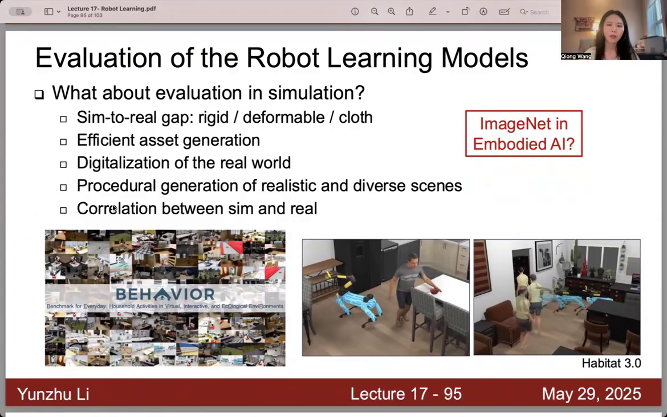And what about evaluating in simulation? Do we have a dataset like ImageNet in embodied AI? The sim-to-real gap is a problem. Efficient asset generation is also a problem. Another problem is the digitalization of the real world and procedural generation of realistic scenes, with a correlation between the scene and the real world.